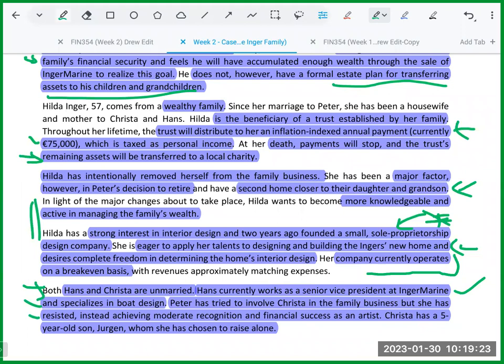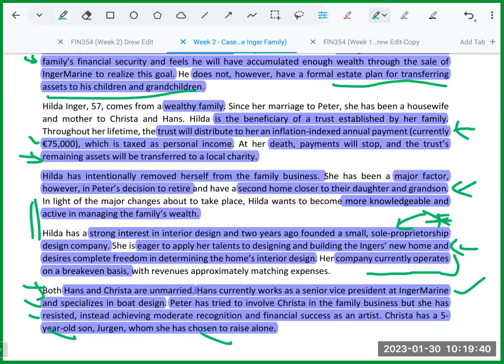So now we know that Jugen is 5 years old, which she chose to raise alone. Okay, so all these are information. A lot of information now. We have already dissected the case.